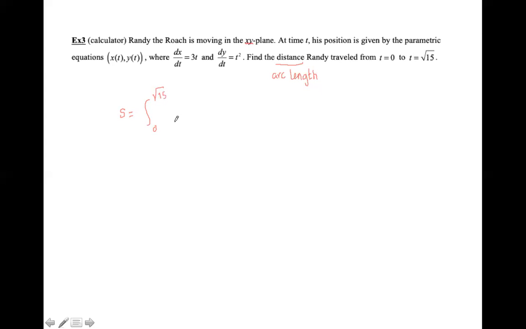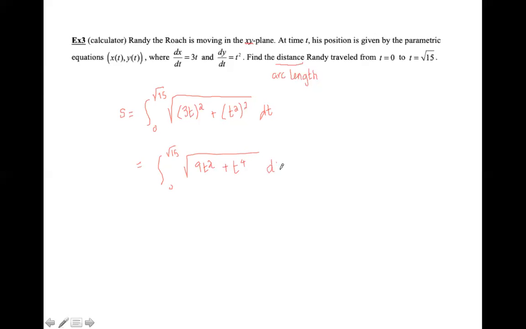So our arc length is equal to the integral, in this case from 0 to 15, of the square root of dx dt squared, or 3t squared, plus dy dt squared, dt. This is a calculator question, so you could at this point just go ahead and plug it into your calculator, but I'm going to simplify it a little bit. It is the integral of the square root of 9t squared plus t to the 4th dt.